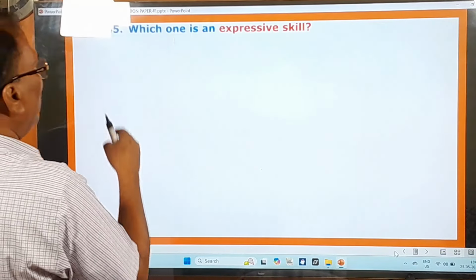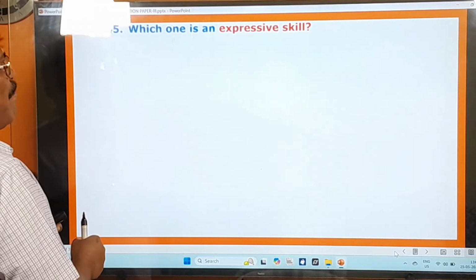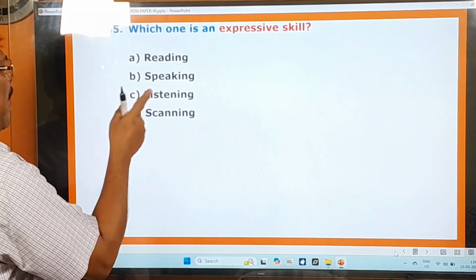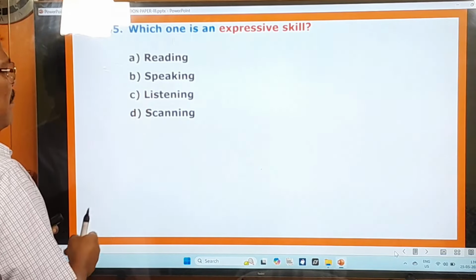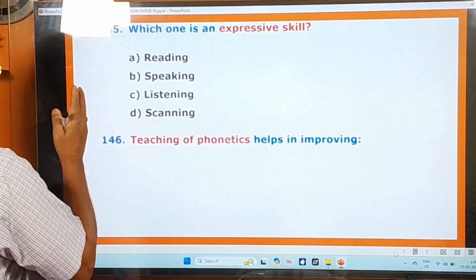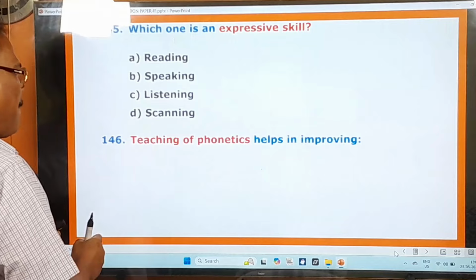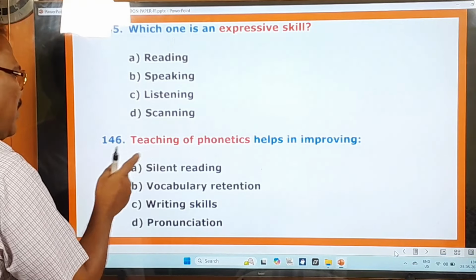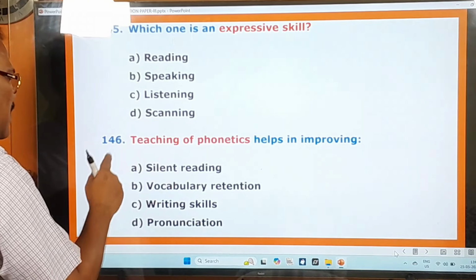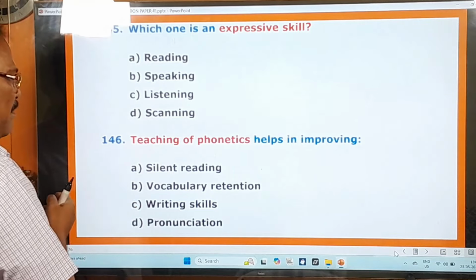145th question. Which one is an expressive skill? Reading, speaking, listening, scanning. 146th question. Teaching of phonetics helps in improving silent reading, vocabulary retention, writing skills, pronunciation.